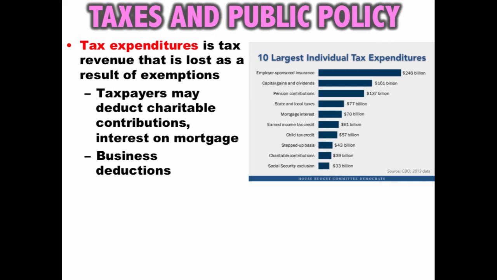And you can see over there on the right, the top 10 largest individual tax expenditures. Tax exemptions typically tend to have a greater benefit to the wealthy and business interests. They have more things to write off, more things to get exemptions for. But nevertheless, things like deducting your mortgage interest, child tax credits, and others are very popular across the board.